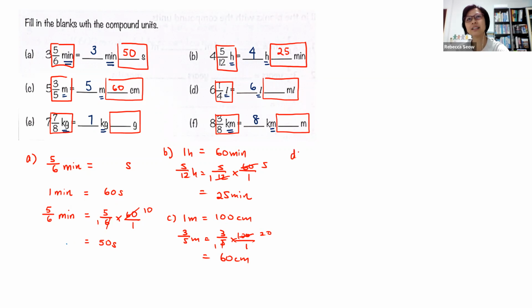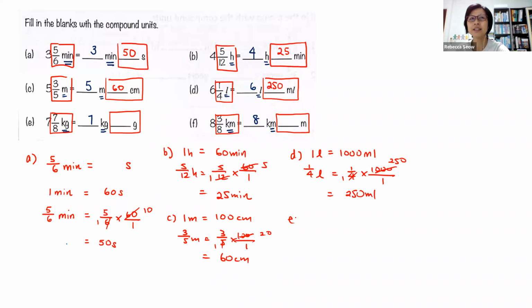D. 1/4 liters equals blank milliliters. Let's do a conversion between liters and milliliters. So 1 liter equals 1,000 milliliters. What about a quarter liters? That will be a quarter multiplied by 1,000. That would give us 250 milliliters.